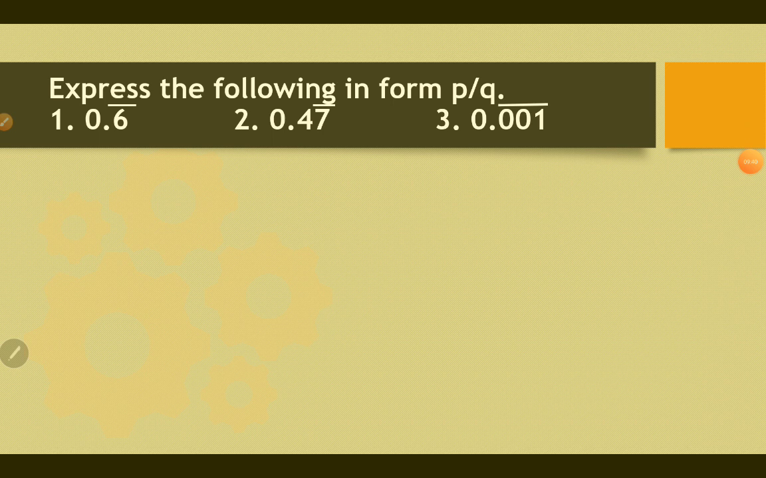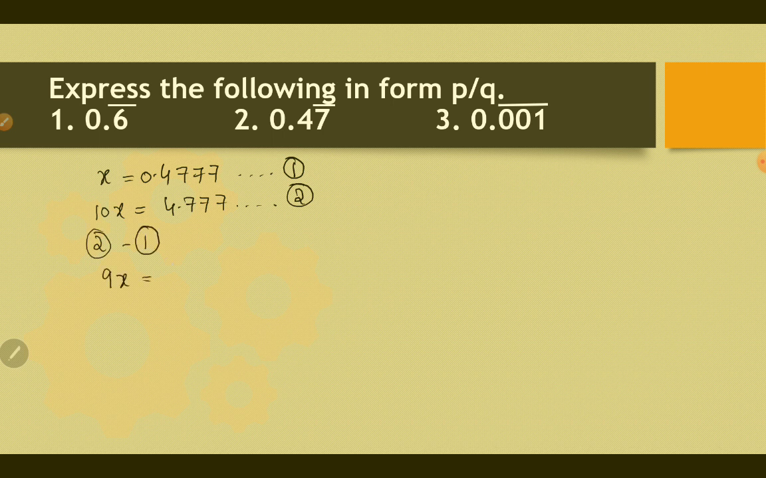The second part of the question is 0.47 bar. So x is equal to 0.4777, that is equation number 1. 10x is equal to 4.777, that is equation number 2. Equation 2 minus equation 1 gives 9x is equal to 4.3. That is nothing but 9x is equal to 43 by 10. So x is equal to 43 by 90.